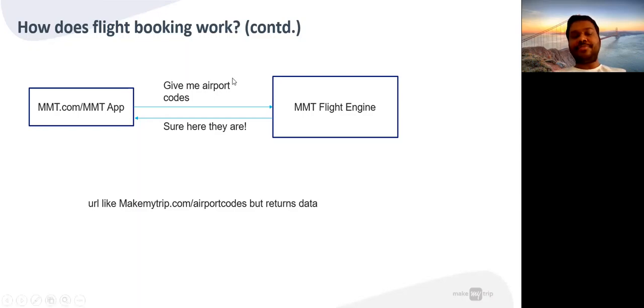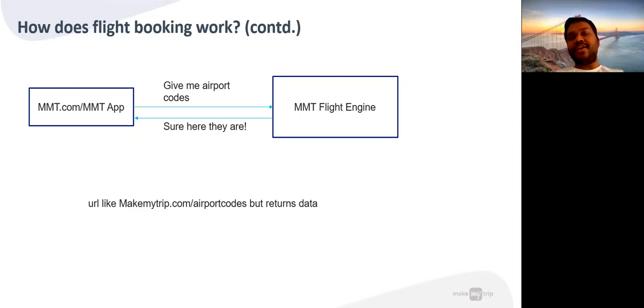In internet terms, this is your client and this is your backend, right? The backend is the engine that passes all the information. So the client says, give me airport codes, and the flight engine says, sure, here they are. The app or the website does not need to know how the flight engine is getting it. All they know is that the flight engine is responding with some information, and they show it on the UI, right?